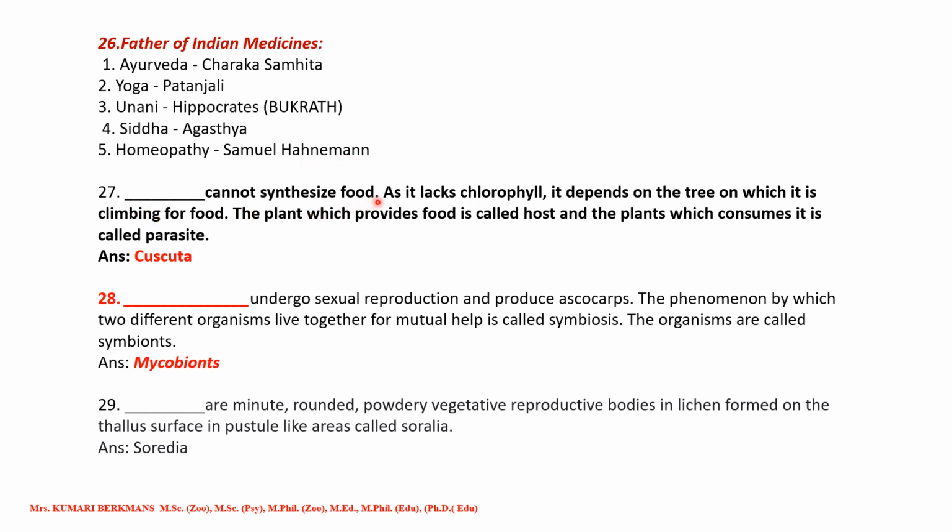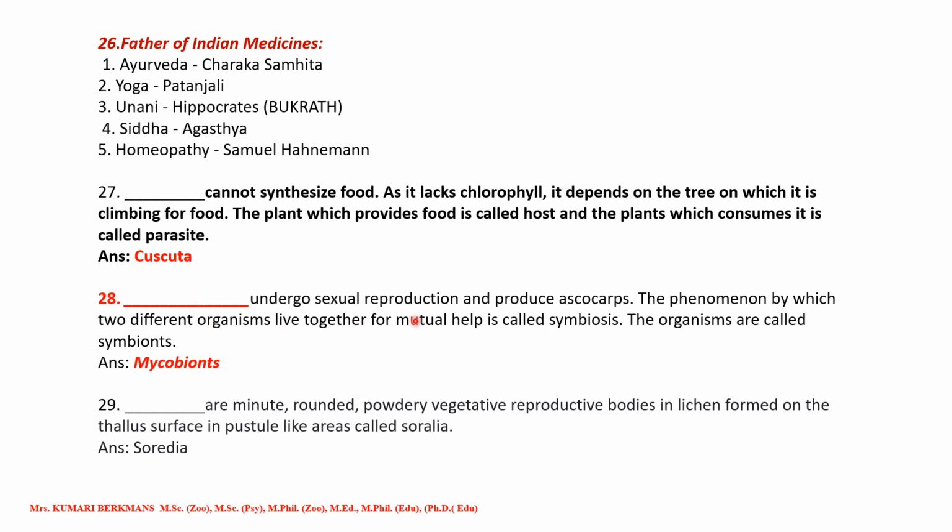Dash cannot synthesize food and it lacks chlorophyll. It depends on the tree on which it is climbing for food. The plant which provides food is called host and the plant which consumes it is called parasite. Okay, so it is Cuscuta. Cuscuta cannot synthesize food as it lacks chlorophyll. It depends on the tree on which it is climbing for food. The plant which provides the food is called host and the plant which consumes it is called parasite. So Cuscuta is a parasite.